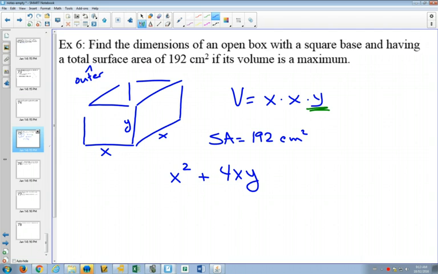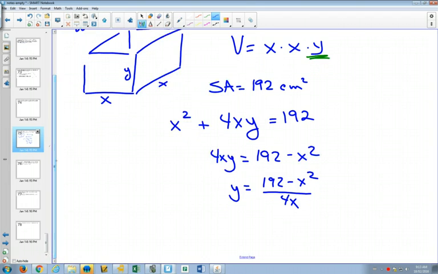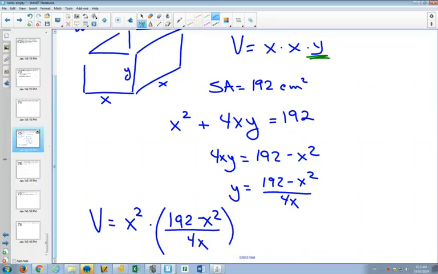So we know that x squared plus 4xy has to equal 192. Could we solve for y? Well, yes. If we moved the x squared over and then divided by 4x, we get y in terms of x. It doesn't look pretty, but that doesn't matter right now. So now we can set up our volume formula. Well, we had x times x, which is x squared, and it's going to get multiplied by 192 minus x squared all over 4x.